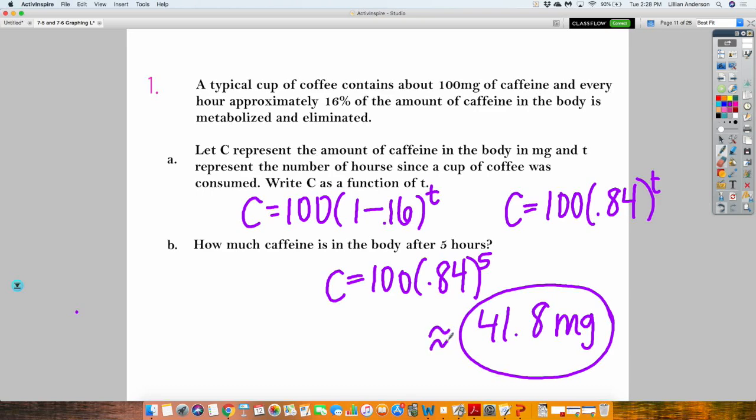Okay? Questions? So the main thing is we want to figure out which equation it is, either growth or decay. Make sure we find our pieces and plug in, okay? Let's look at the next one.